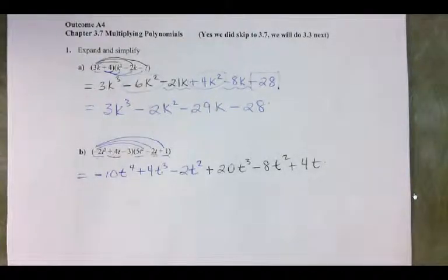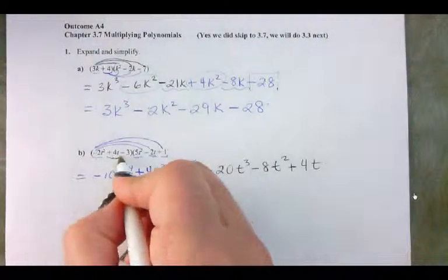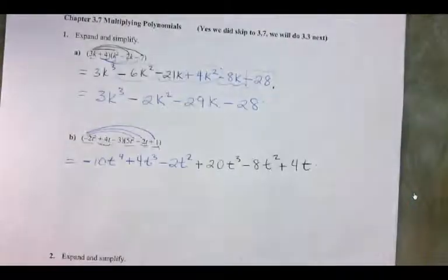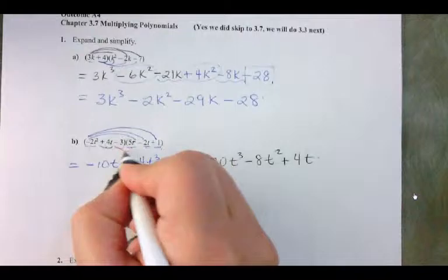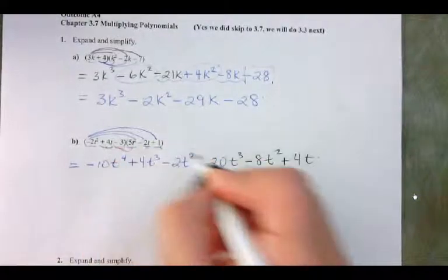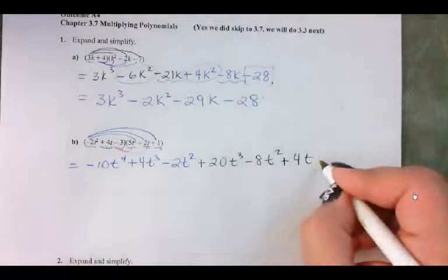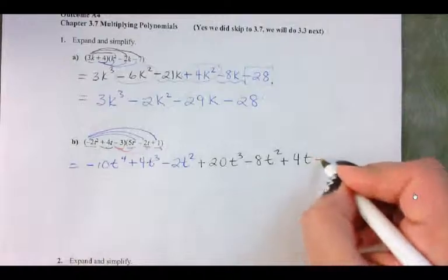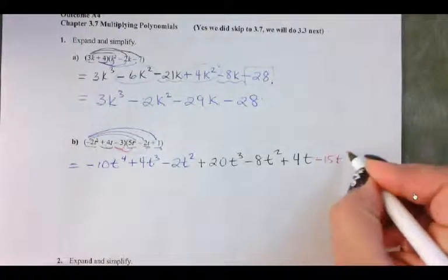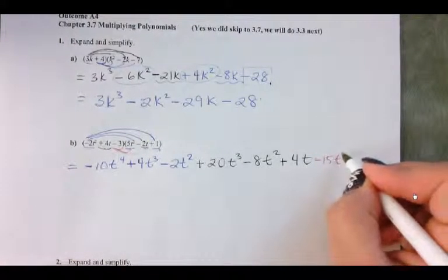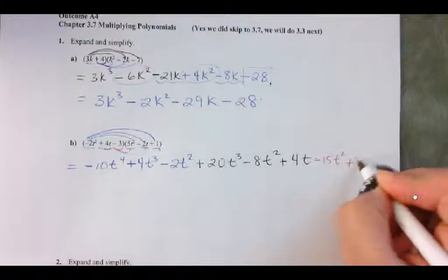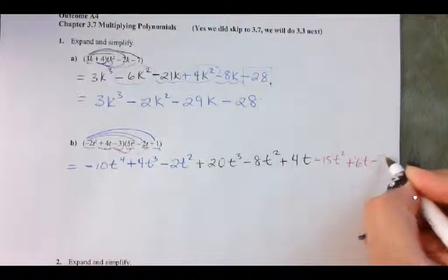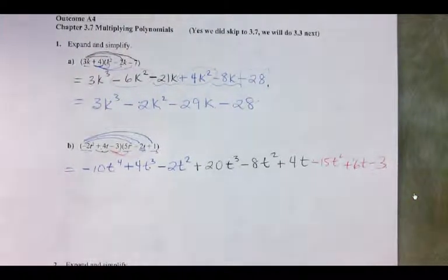Alright, so I'm not done. I need to do this again. So let's take this minus 3, find a pen that works, and then I'm going to multiply it by everything again. Okay, so that's going to give me minus 15t squared plus 6t and then minus 3. Okay, so I've got lots of terms, right? Now I need to combine them.